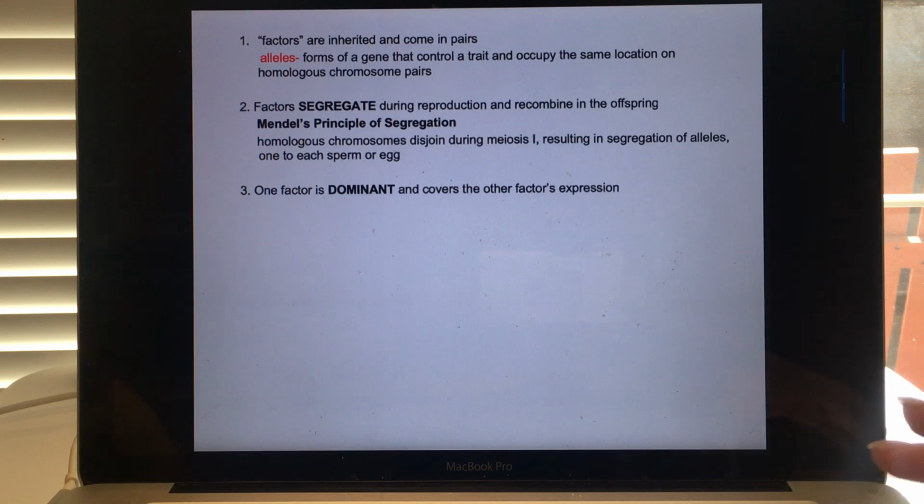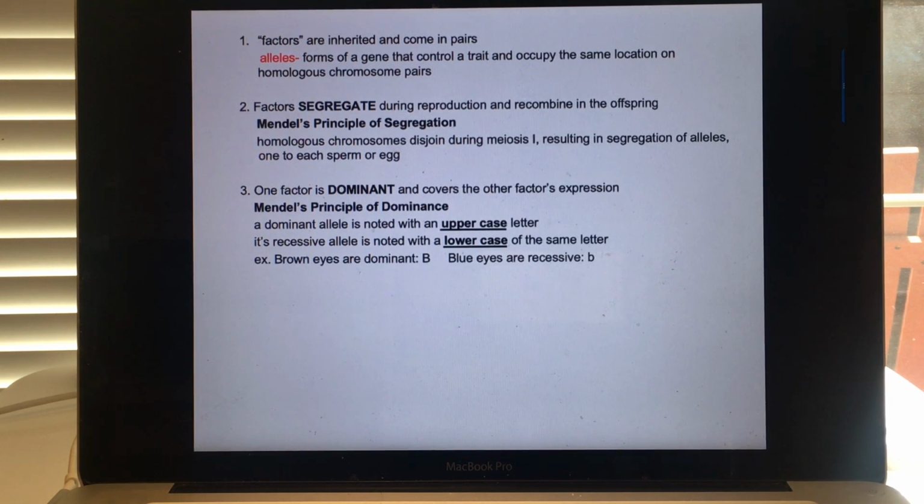He also came up with a law that one factor or allele is dominant and masks the expression of the other factor. And the way he discovered that is he crossed tall plants and short plants, and in the next generation, all of the plants were tall. But then he crossed those tall plants from that first generation of offspring, and then the short trait showed up again. So he realized it wasn't gone, it was just being masked by the tall factor.